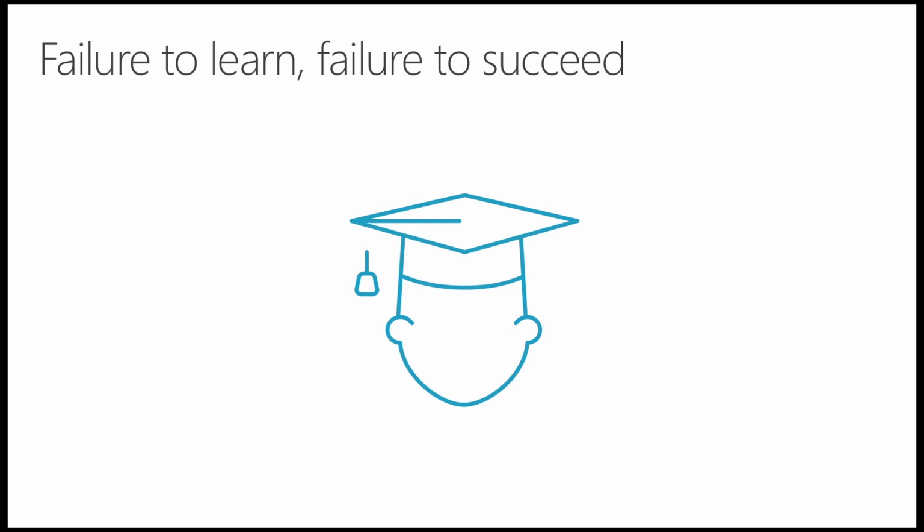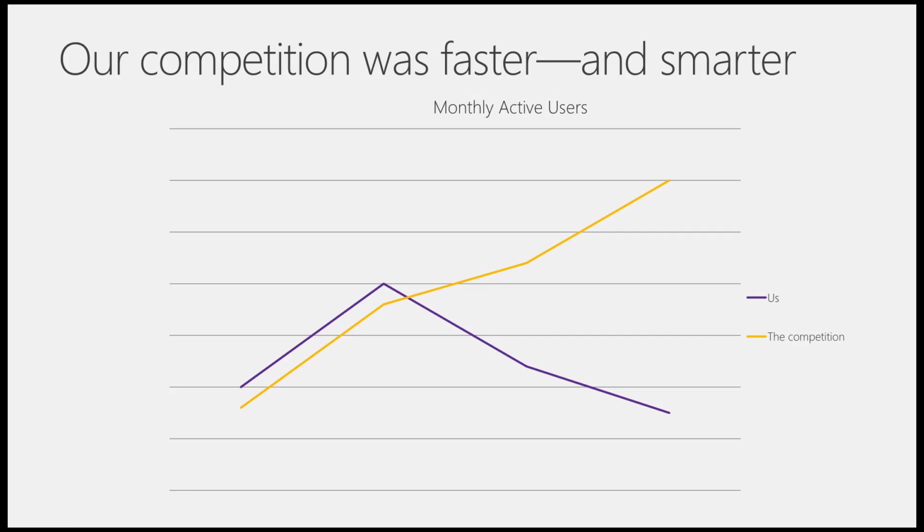So we needed to do something different. And our competition clearly did. They were faster than us, and they were smarter than us. Because of this, they were able to acquire users, and they were able to keep those users because they were able to fundamentally solve the actual problem the user had and build higher quality software than we were.